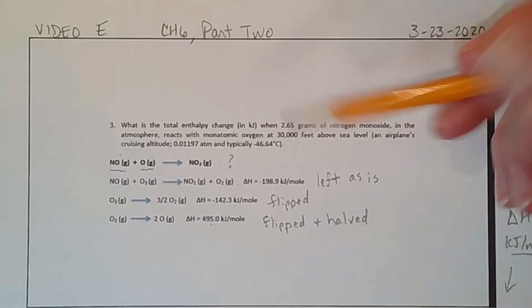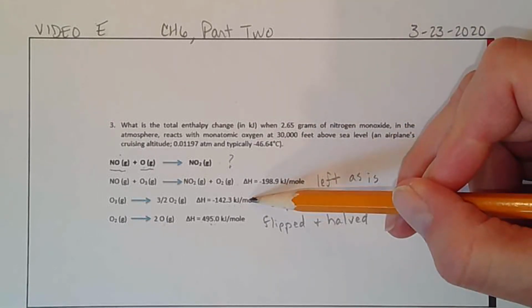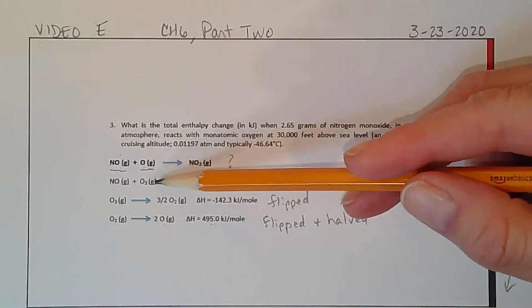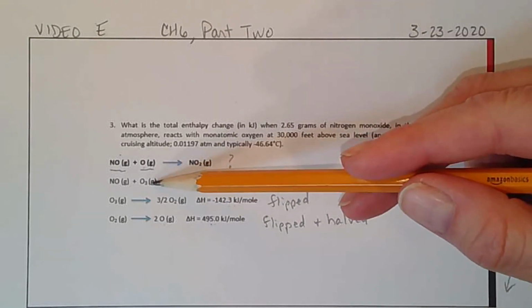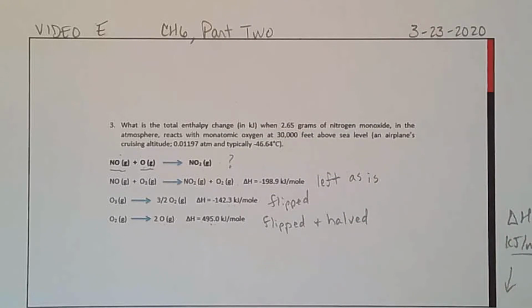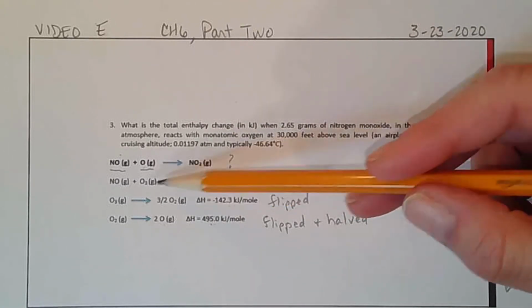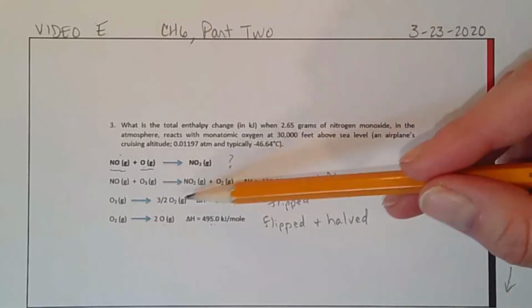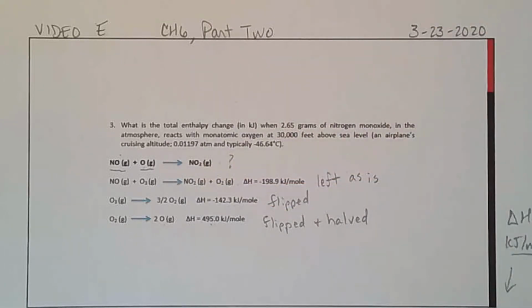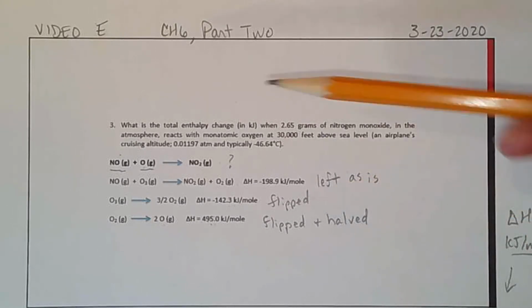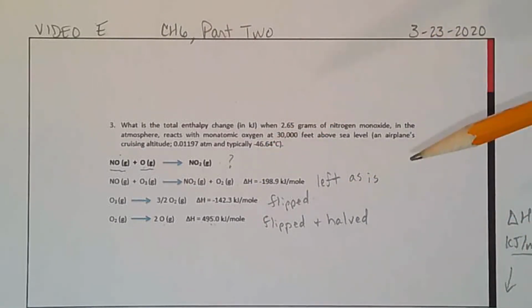Okay, so then I get to the second reaction, and I look and I see it involves ozone. Well, in this first reaction, I had ozone there, but that's not in my final reaction. So I'm going to use this to get rid of this ozone. So I'm going to flip this so that the ozone goes on the right side. So that's why that says flipped. What that's going to do to the enthalpy is it's going to change it from negative 142.3 to positive 142.3.